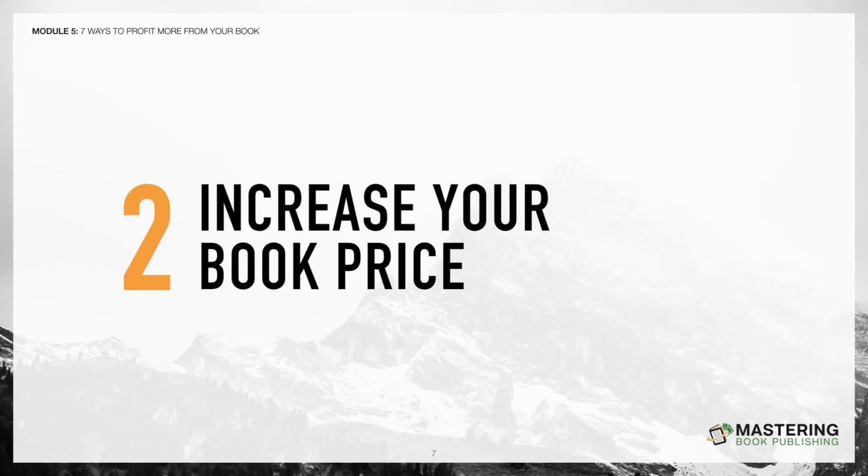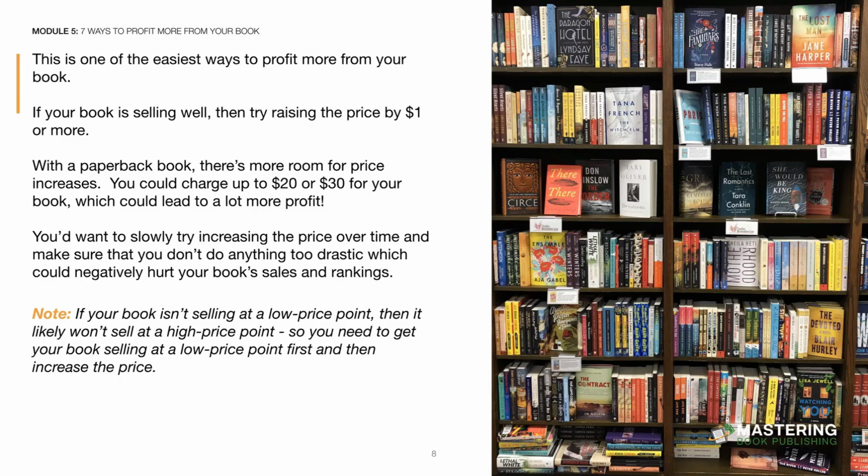The second way to profit more from your book is to increase your book price. This is one of the easiest ways to profit more from your book. If your book is selling well, then try raising the price by $1 or more. And with a paperback book, there's more room for price increases. You could charge up to $20 or $30 for your book, which could lead to a lot more profit. Whereas a Kindle book, you're more limited in the $2.99 to the $9.99 range. So going much beyond $9.99, you're not going to get that 70% royalty.